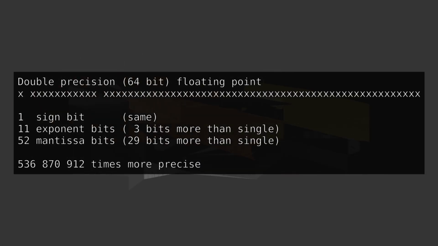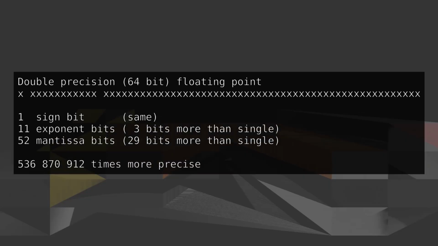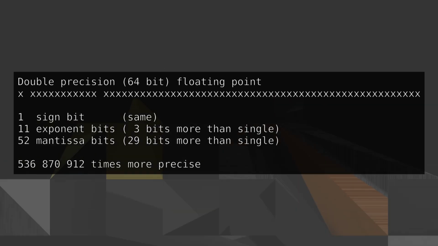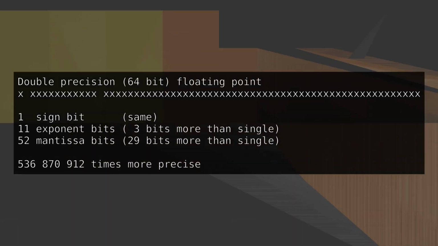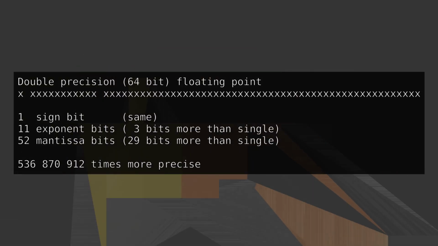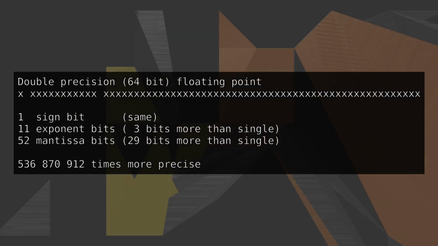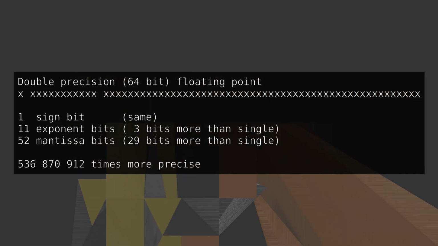By the way, double precision has 52 Mantissa bits. That's 29 more than single precision. This makes double precision about 2 to the power 29, or roughly half a billion times more precise. At distances like 20 million meters from the world origin, where single precision completely breaks down visually, double precision still operates at nanometer level accuracy that's completely unnoticeable. But since most consumer GPUs either don't support double precision or support it with very poor performance, we typically don't use it in real-time 3D graphics applications.